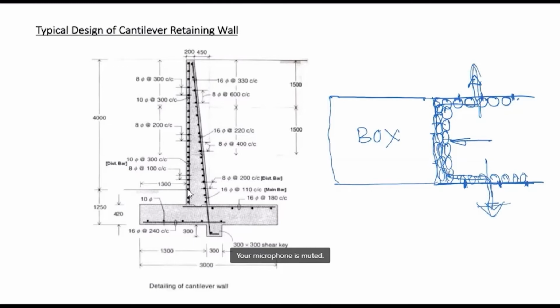Okay. Any more question? What about construction joints? कितना लेंथ तक हम कंस्ट्रक्ट कर सकते हैं इसको? Construction joint of retaining wall. हाँ सर, कितना लेंथ मैक्सिमम हम कर सकते हैं?